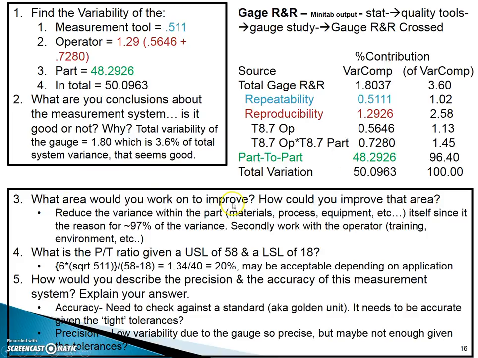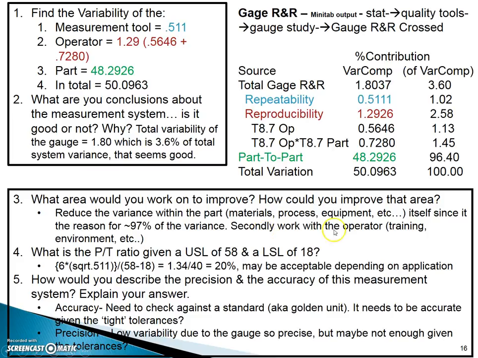What area would you work on to improve, and how would you improve that area? If I'm going to work to reduce the variability, the variance within the part is where I would start, because 96% of the variance is due to the part, right? So I would do some design of experiments. Remember, we talked about that earlier in the quarter. Maybe the use of materials, the process and how we run and produce the part, the equipment itself. Maybe some of those are introducing some variability into the part, and so is there a way that we could remove that?